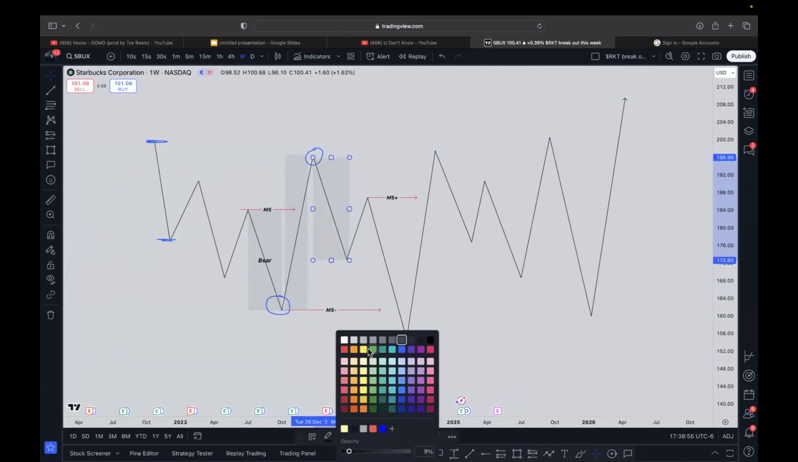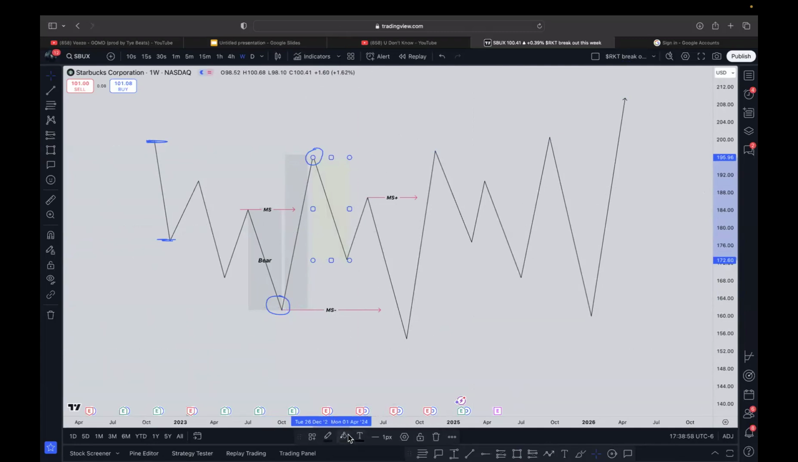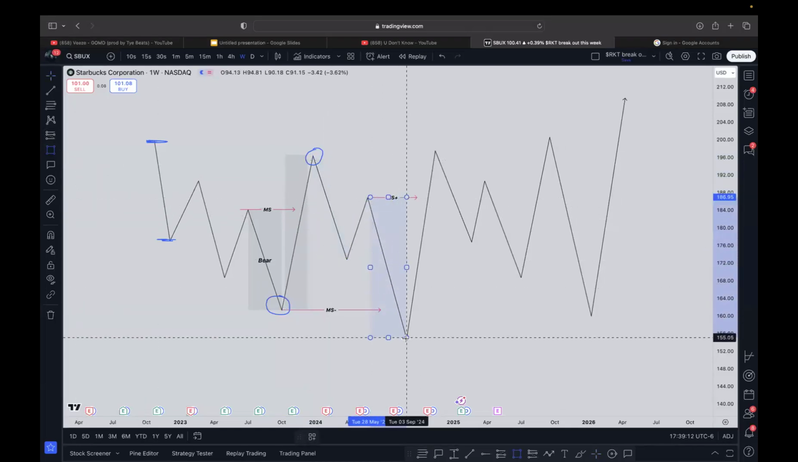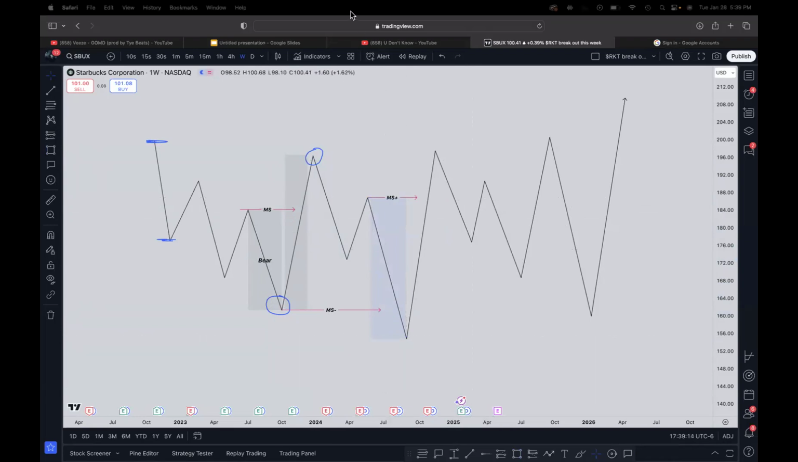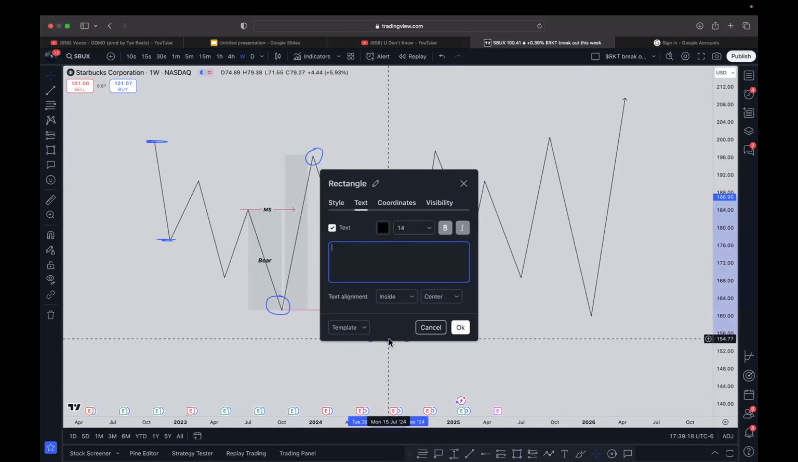I'll change it to, what's this blue range represent? Nothing. Good job. What does this blue range represent? Yep, a bearish range.